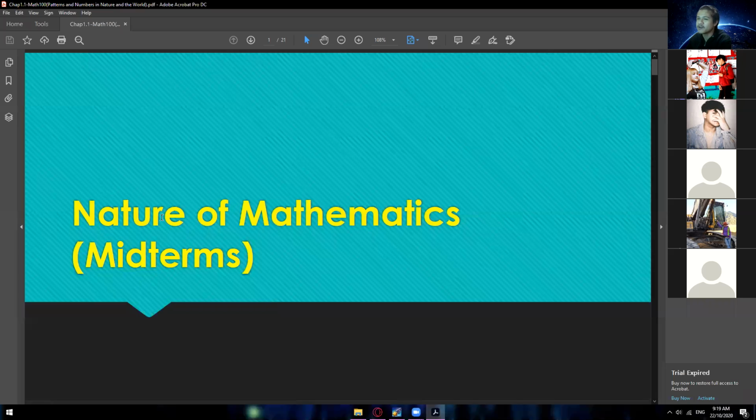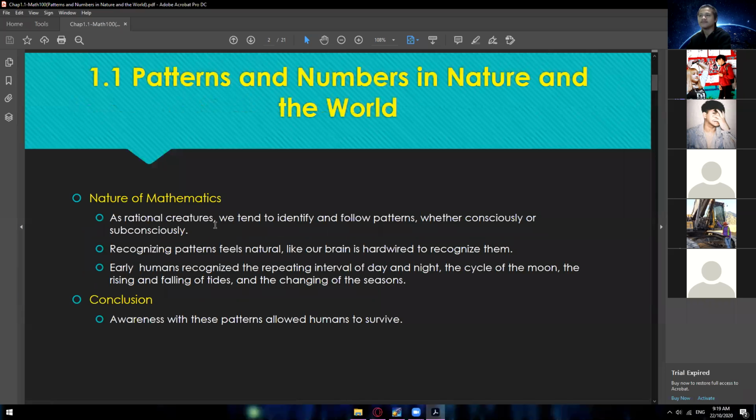Okay, that's good. So, for our very first topic, the nature of mathematics. Okay? First, we have here the description. As rational creatures, we tend to identify and follow patterns, whether consciously or subconsciously. When we say consciously, you're aware that you're following a certain pattern. Subconsciously, you're not really aware that you're following a certain pattern.